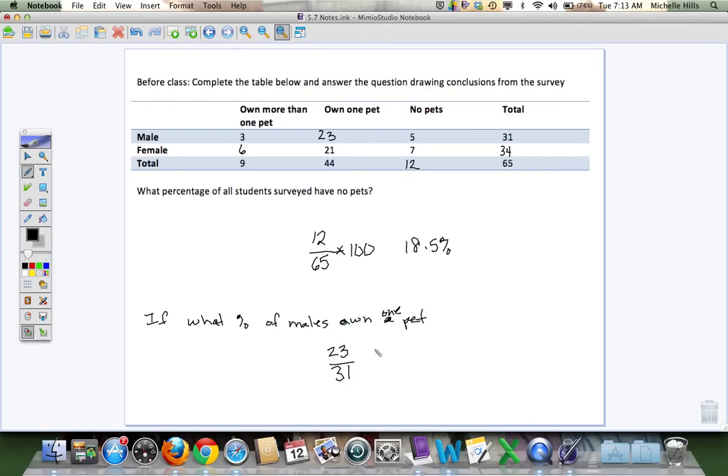And then I would do my times 100 to move that decimal place 2 places for my percent. So 23 divided by 31 gives me 74.2%. Again, they said of all students here, so my denominator here was the number of total students. Of males, my denominator was the number of males.